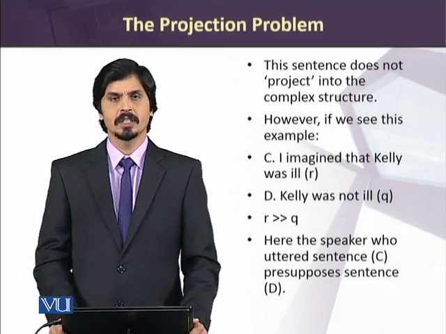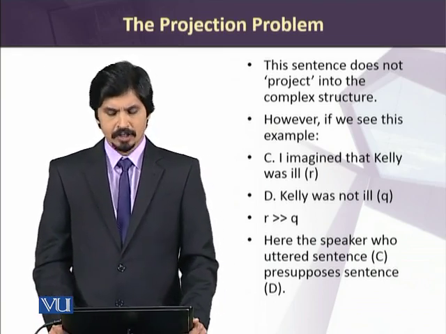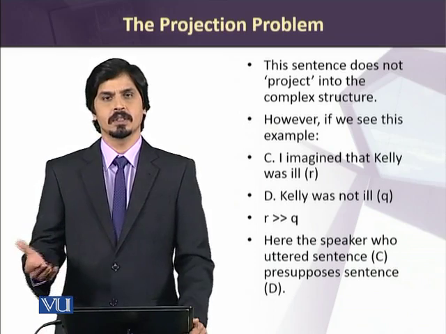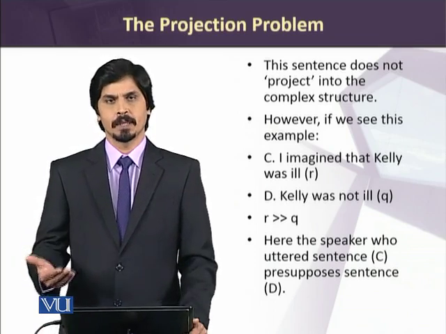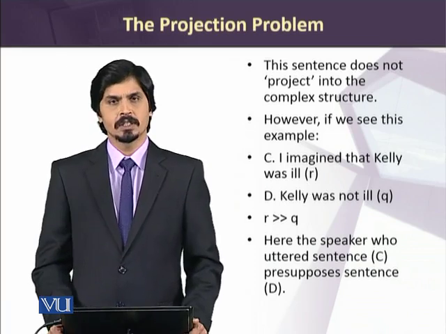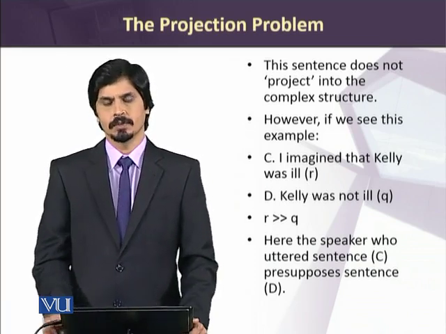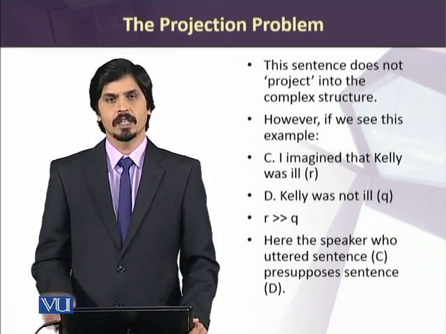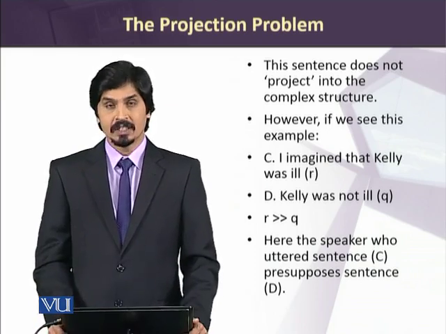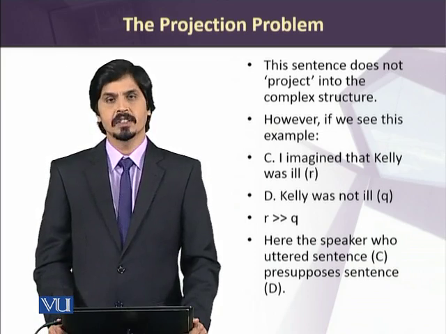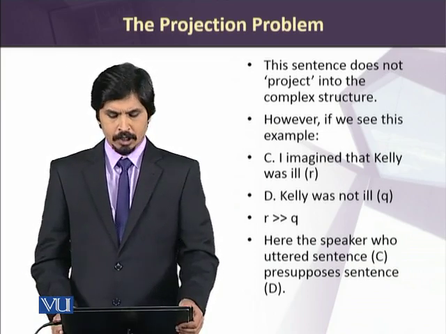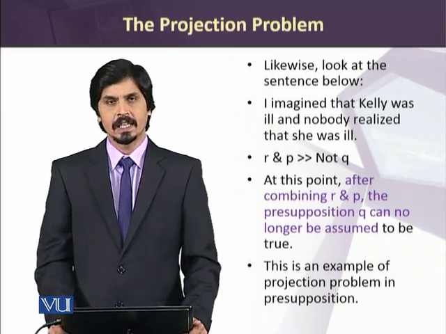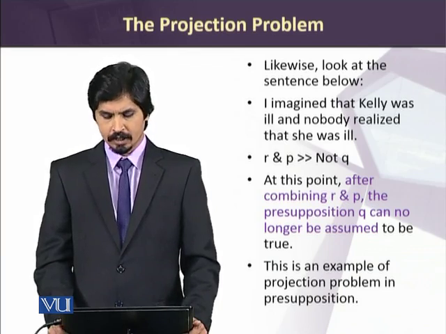For example, we have another statement here: "I imagined that Kelly was ill." This statement may be referred to as R for a semantic or pragmatic analysis. And the assumption is that Kelly was not ill actually, and this may be referred to as not Q. So R leads to not Q, R assumes not Q. Here the speaker who uttered sentence R presupposes not Q. We can see that when we combine these two sentences, for example, "I imagined that Kelly was ill and nobody realized that she was ill."